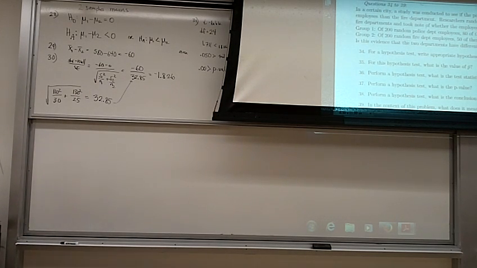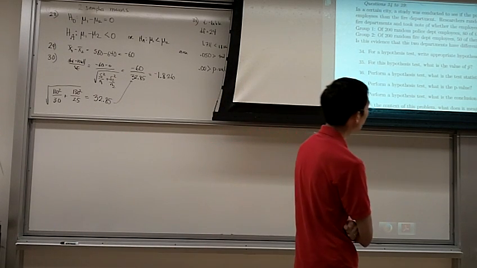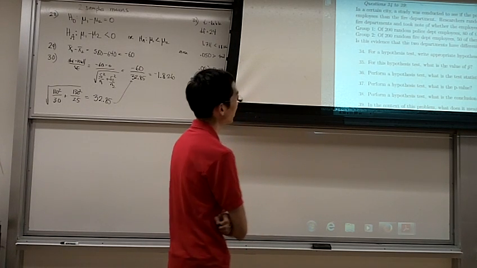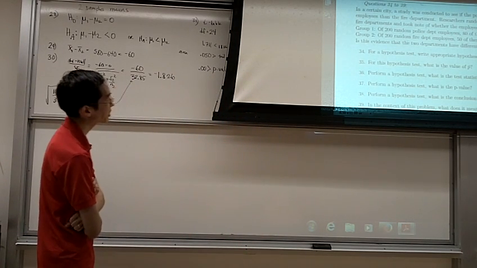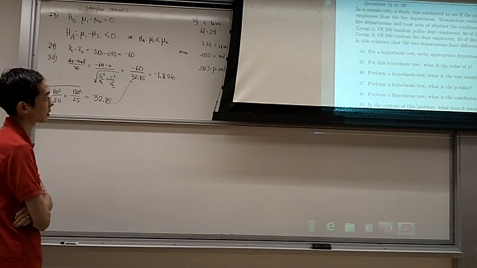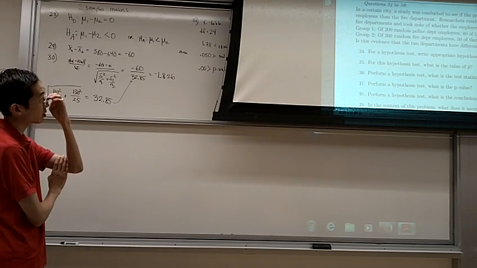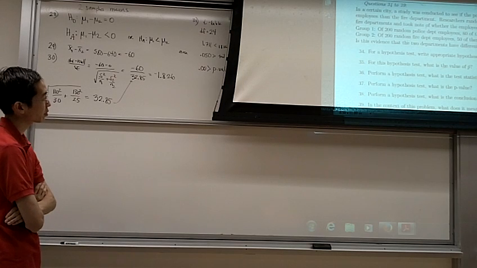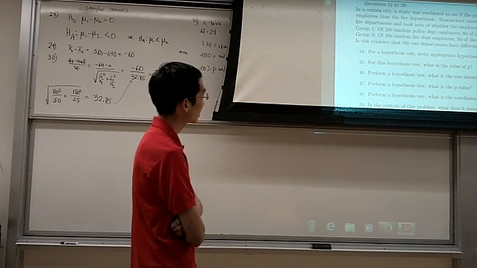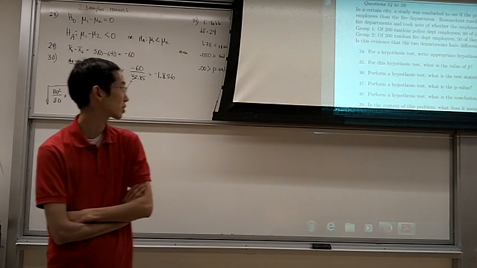Number 34 through 39 says, in a certain city, a study was conducted to see if the police department had a different proportion of minority employees than the fire department. Researchers randomly selected 200 employees from both departments and took note of whether the employee was a minority or not. Group 1, 200 random police department employees, 80 of them were minorities. Group 2, 200 random fire department employees, 50 of them were minorities. Is this evidence that the two departments have different proportions of minorities?